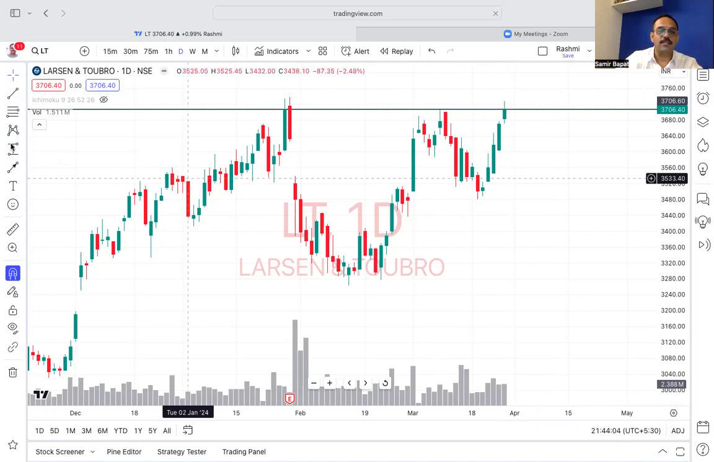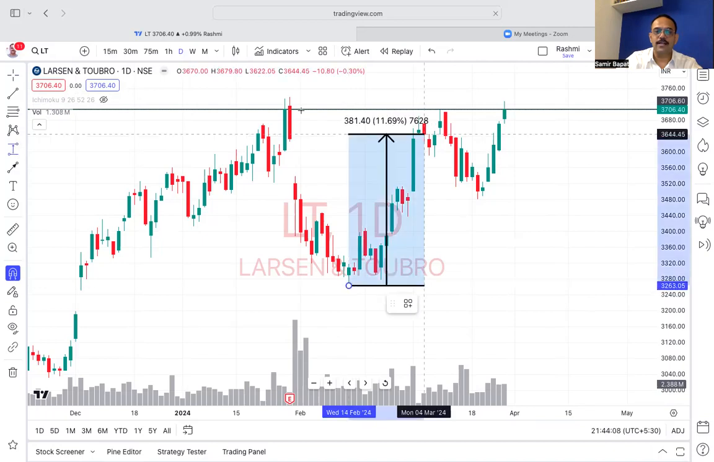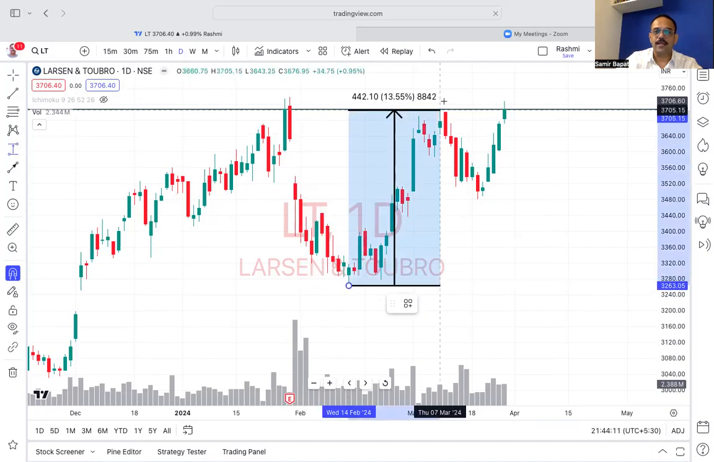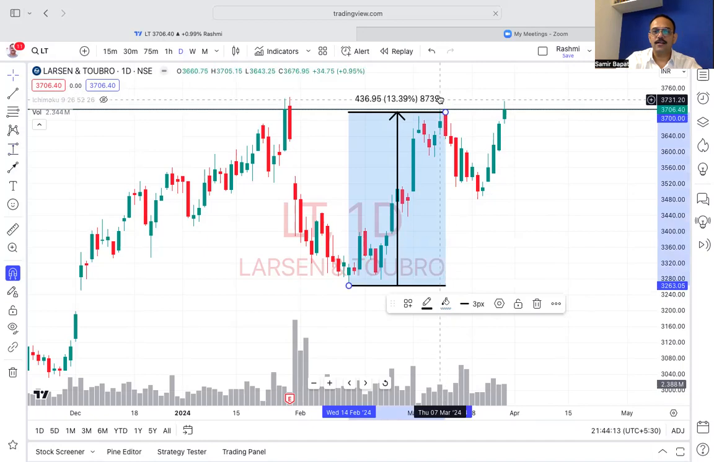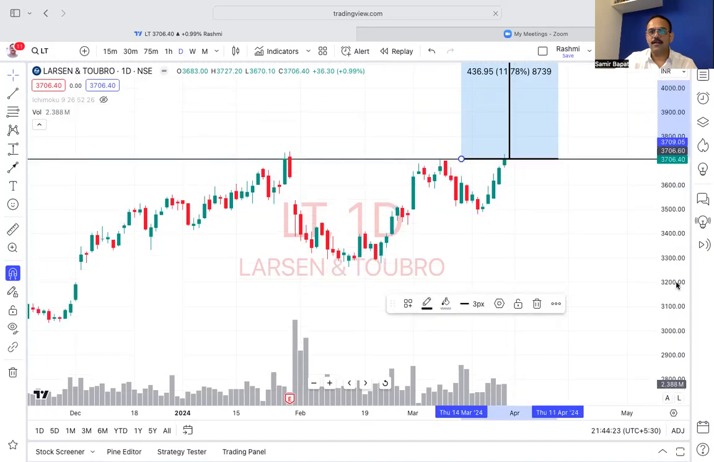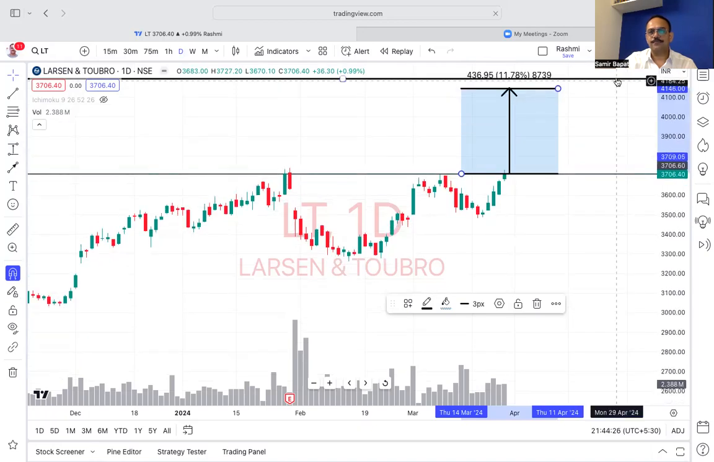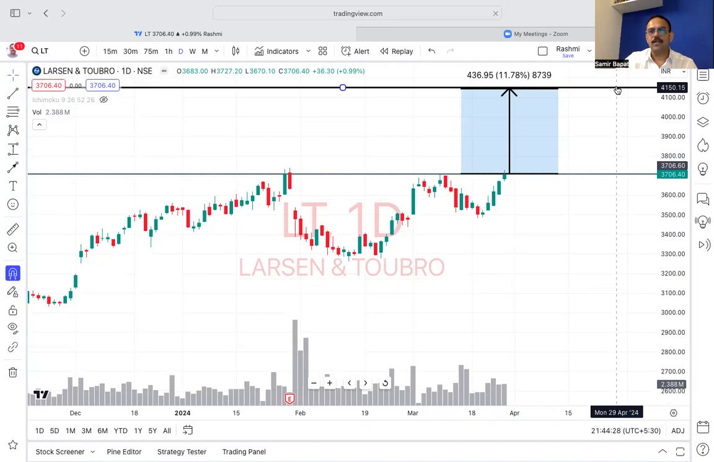If it closes, as per cup and handle, how far it will go, we have to take the lowest point, take the highest point, and impose it here at the breakout point, let's say tomorrow, and this becomes our target.